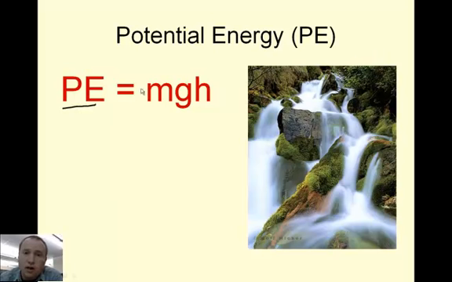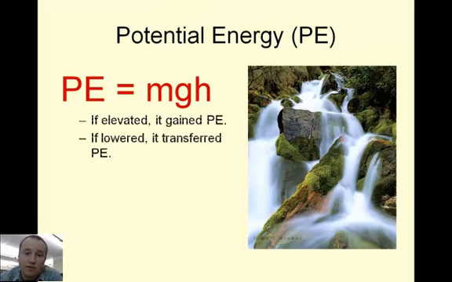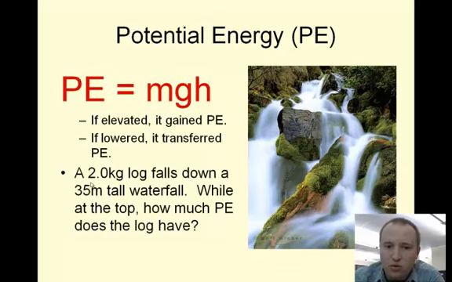Potential energy. I want to specifically refer to this as gravitational potential energy. MGH: mass in kilograms, gravity is 9.8, 10 for us, height is the height off of the surface you're going to be at. So I have a 2 kilogram log, so I have a 2.0 kilogram log. Gravity is 10, height is 35. 700 joules.